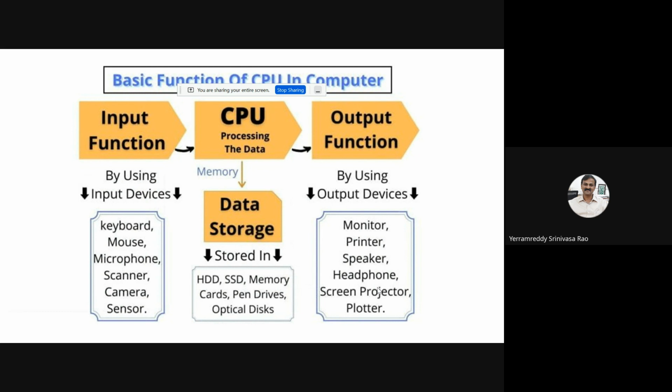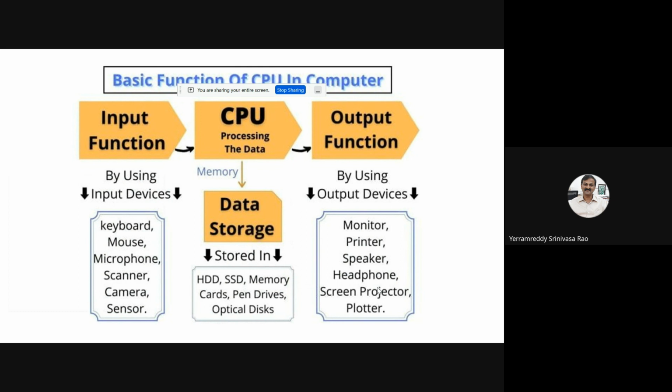How the computer works. In a computer, like I said, you have inputs, you have outputs, you have processing inside a CPU, and you have a storage. What are the inputs to a computer? Same thing you compare with a human being: keyboard, mouse, microphone, scanner, cameras, sensors. This is how we give the input.